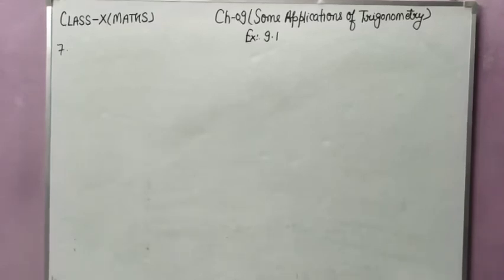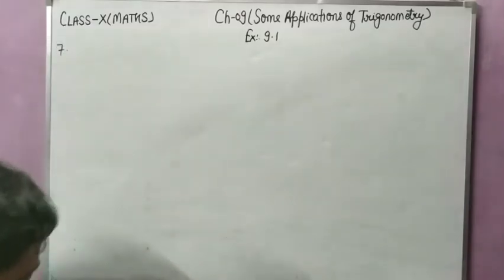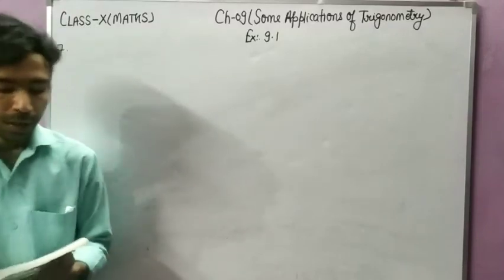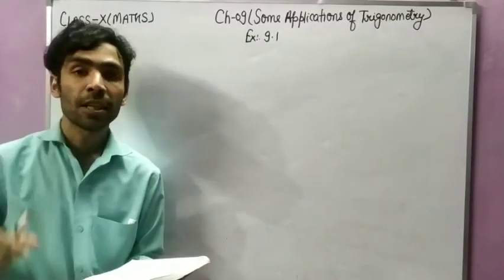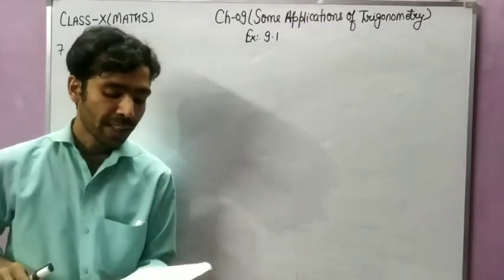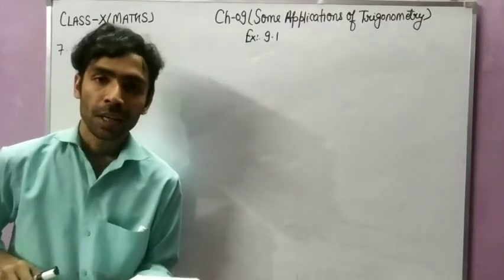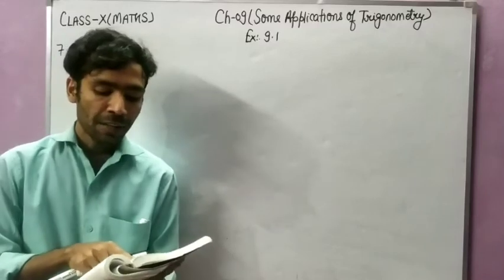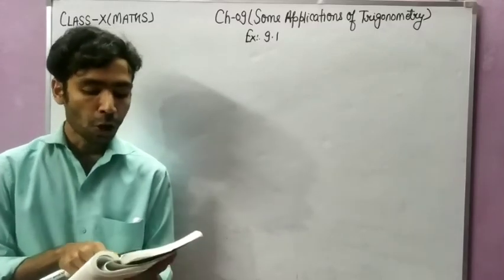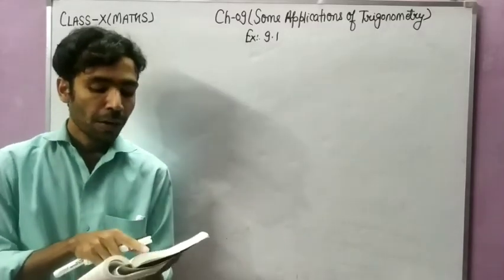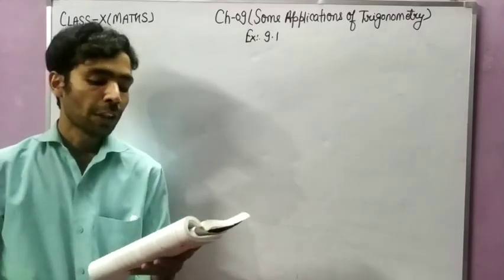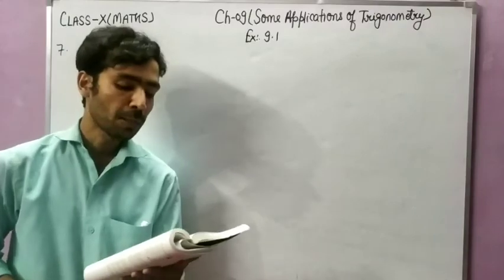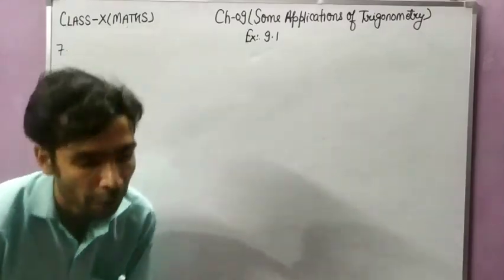Now student, the seventh question of exercise 9.1 is that, I hope you all have your maths NCERT book so that you can see the question. Question number 7 is, from a point on the ground, the angle of elevation of the bottom and top of a transmission tower fixed at the top of a 20-meter high building are 45 degree and 60 degree respectively. Find the height of the tower.